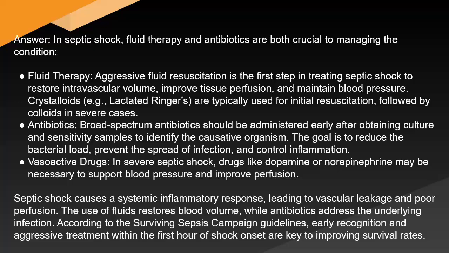Antibiotics: broad-spectrum antibiotics should be administered early after obtaining culture and sensitivity samples to identify the causative organism. The goal is to reduce the bacterial load, prevent the spread of infection, and control inflammation. Vasoactive drugs: in severe septic shock, drugs like dopamine or norepinephrine may be necessary to support blood pressure and improve perfusion. Septic shock causes a systemic inflammatory response leading to vascular leakage and poor perfusion. The use of fluids restores blood volume, while antibiotics address the underlying infection.